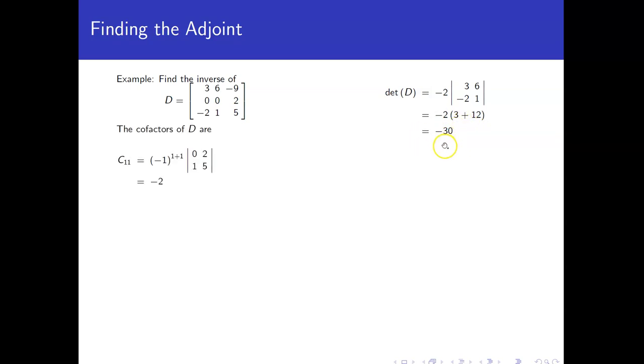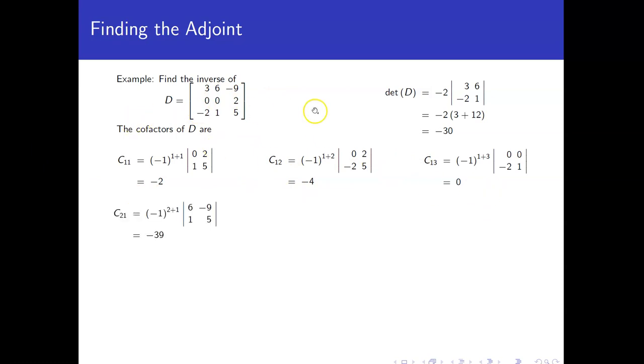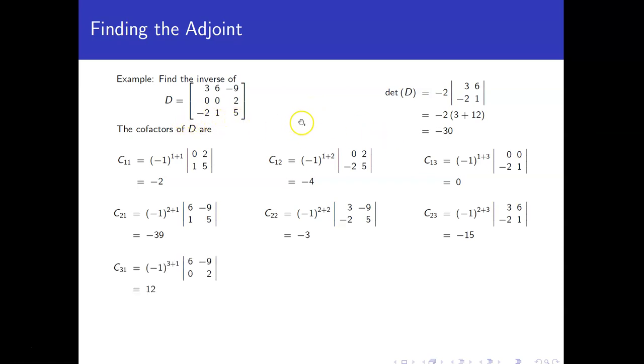The next thing we need is the adjoint. To do the adjoint, we need the cofactors. So just to click through here to give you the adjoint. Along the first row, these are the associated cofactors. Along the second row, these are the associated cofactors. And along the third row, these are the associated cofactors. Now again, remember when we make the adjoint, the associated cofactors from the row go down the columns.